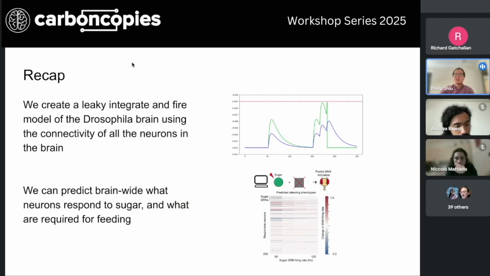Okay, so to summarize so far, we can create this leaky integrate-and-fire model of the entire fly brain using the connectivity of all of the neurons in the brain, and then we can predict brain-wide which neurons respond to sugar, which are required for feeding, and which neurons will activate motor neuron 9 when we activate them, a random subset of neurons in the feeding region of the fly's brain.